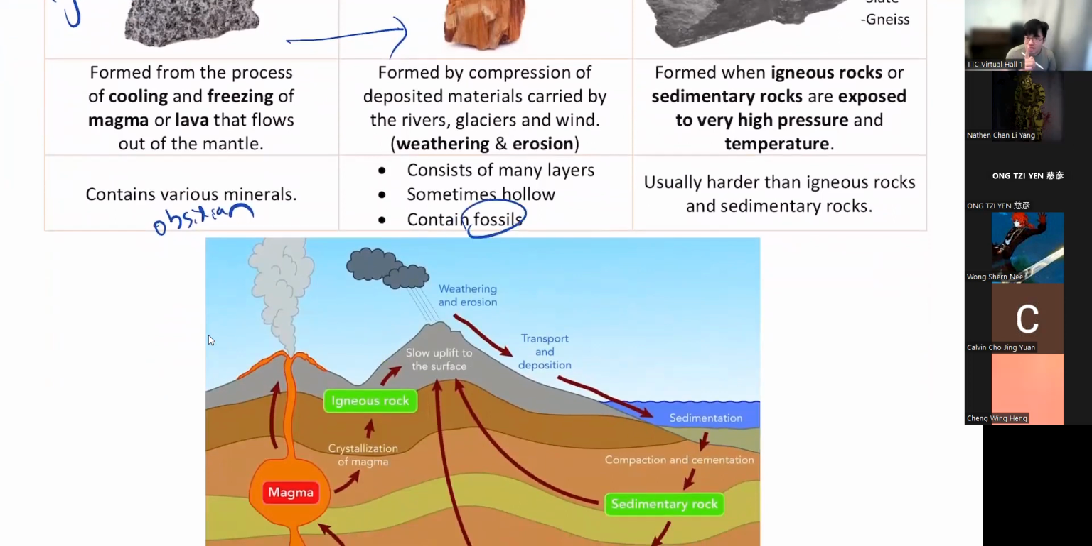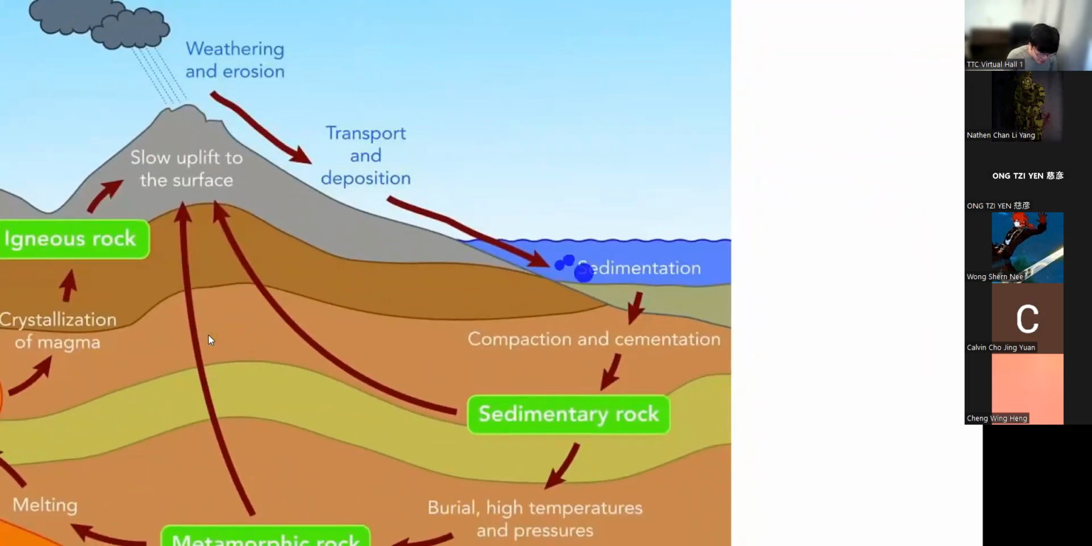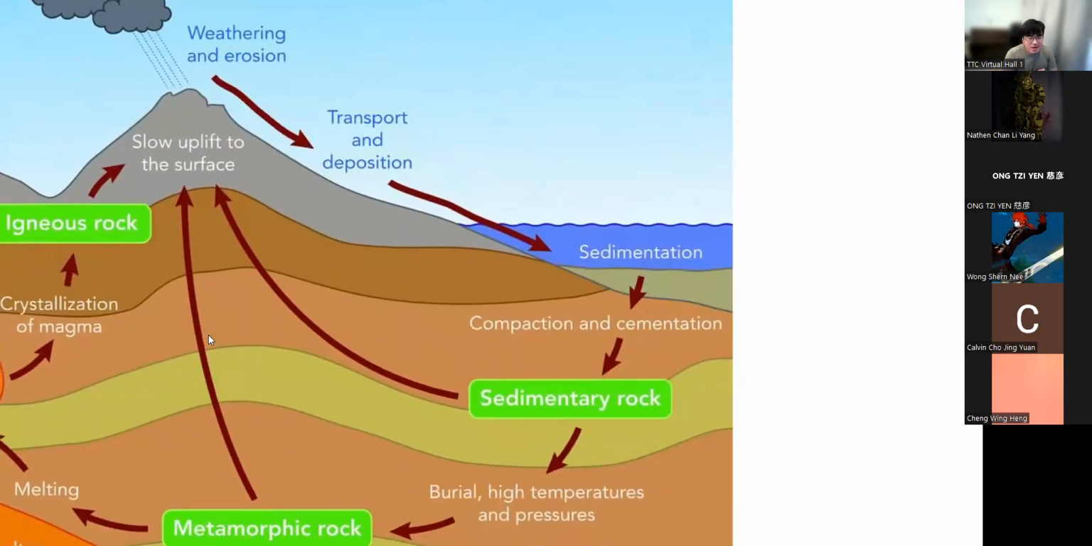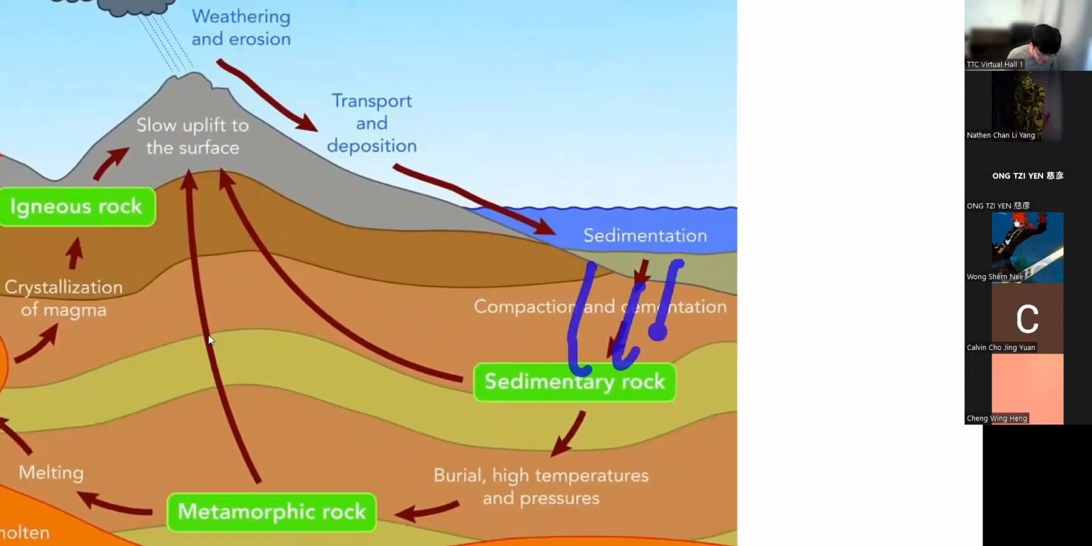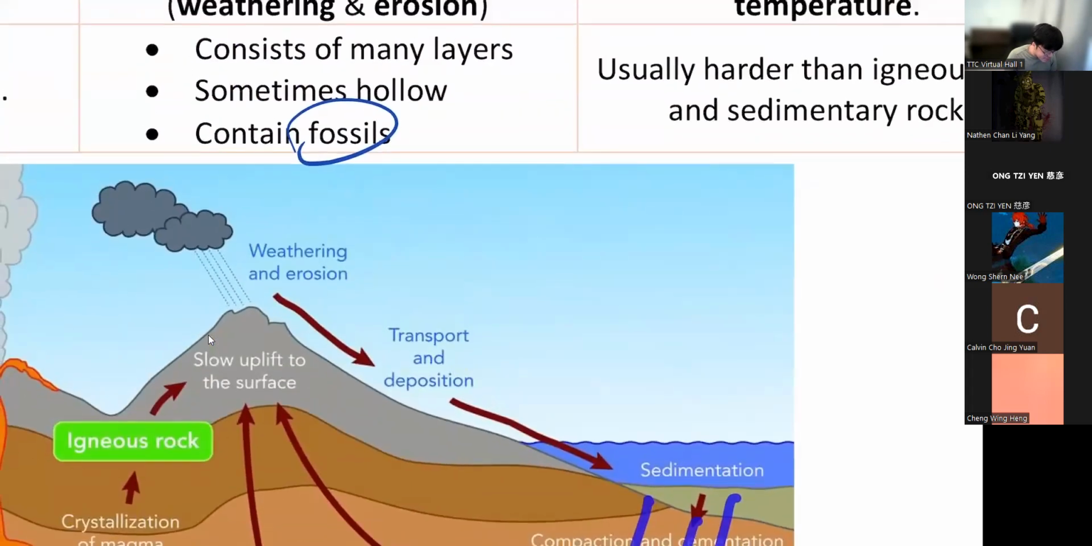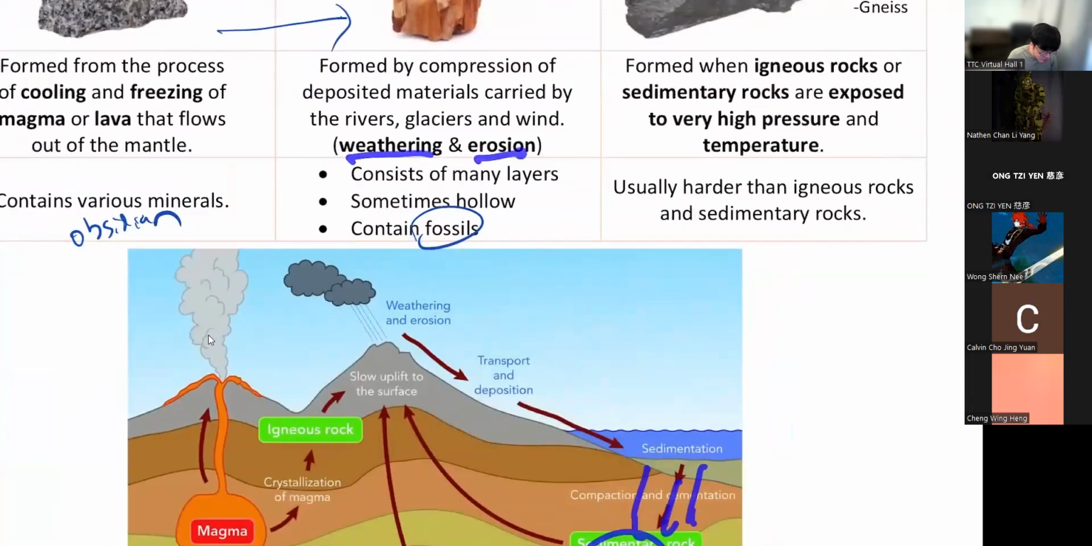In the exam they will ask, why are there fossils here? Because you have living things here. When they die, they go down, they sink together with the sand. All right, and then after pressing, you have sedimentary rock. So weathering and erosion.